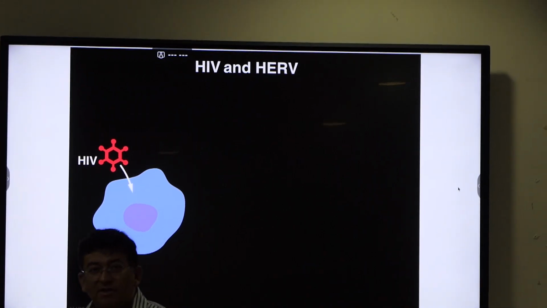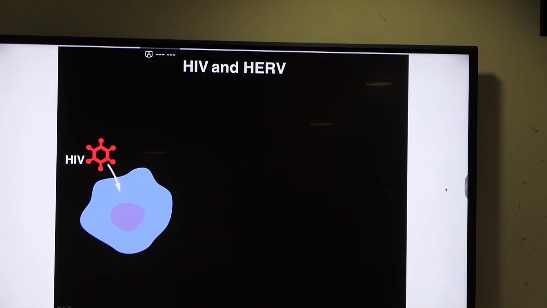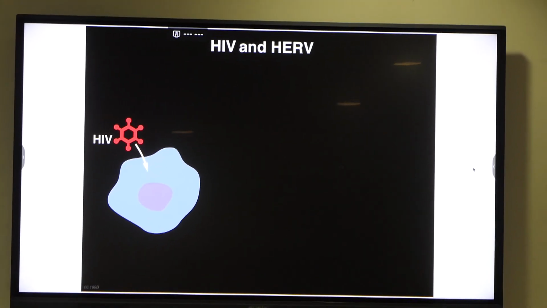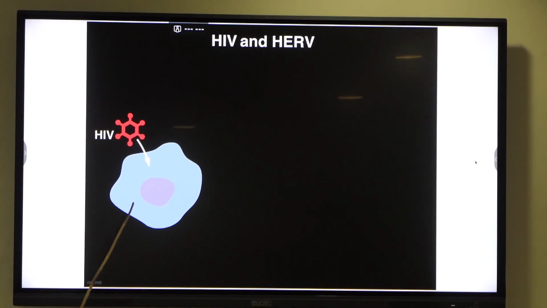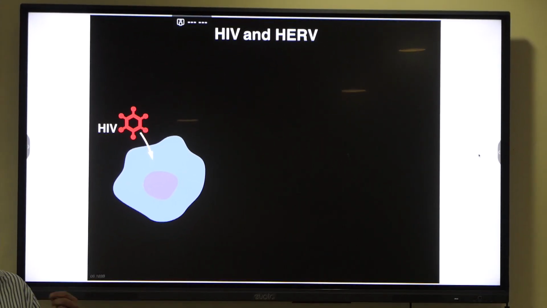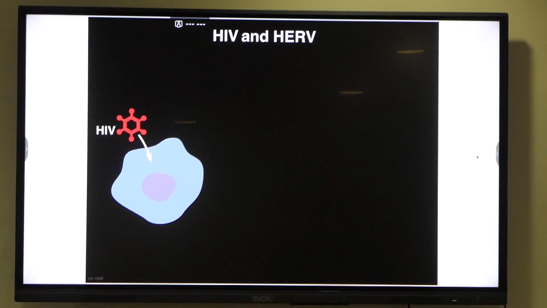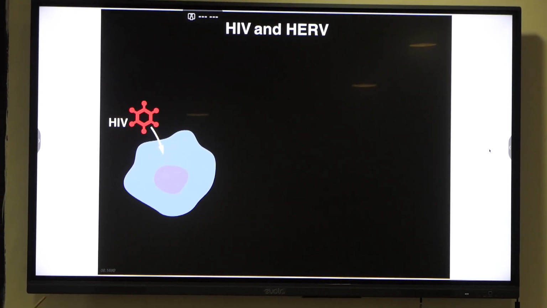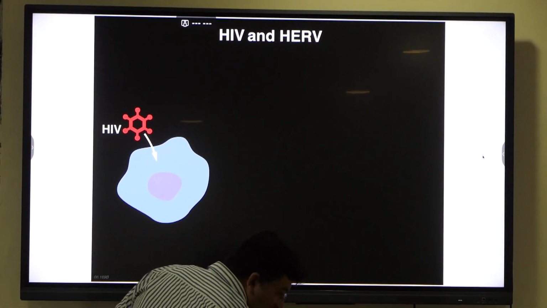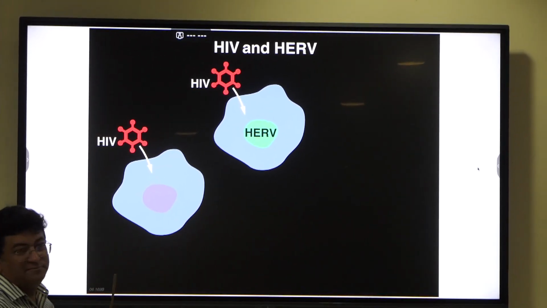When HIV infection is taking place, it is not taking place in a vacuum. It is happening in the cell. And the cell has got what? The cell has got a nucleus, and the nucleus has got the human genome. And the human genome has human endogenous retroviruses. So you see that? The exact situation is like that.